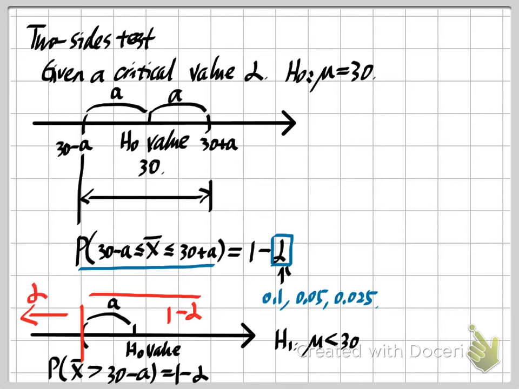In the previous two-side test, the probability inside the interval is 1 minus alpha, and the probability outside on the left and right is, because it is symmetric, alpha over 2 on each side. Okay, so this explains how we can use the steps to do a hypothesis test.